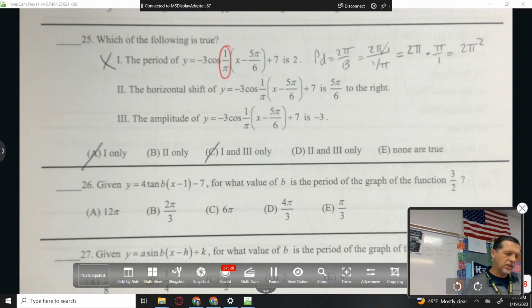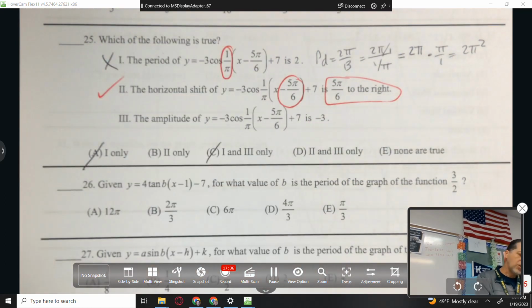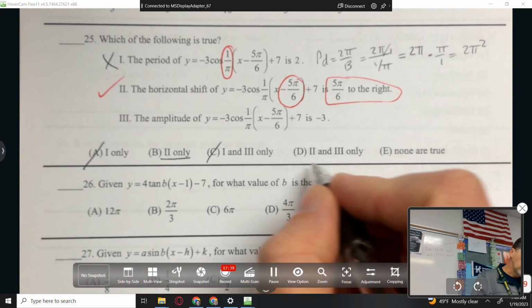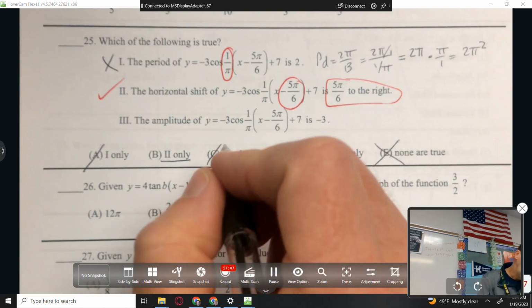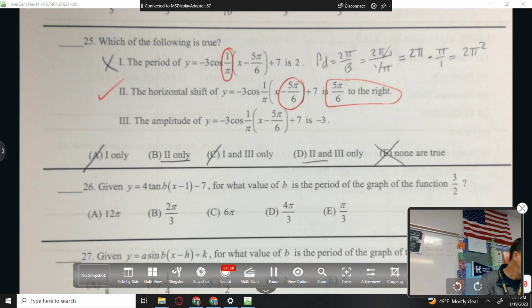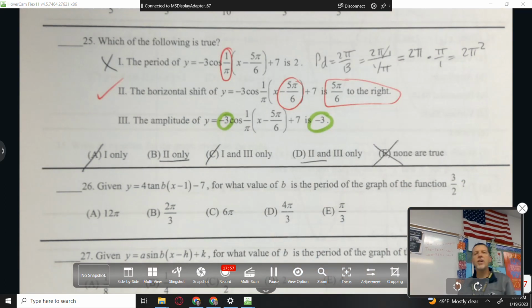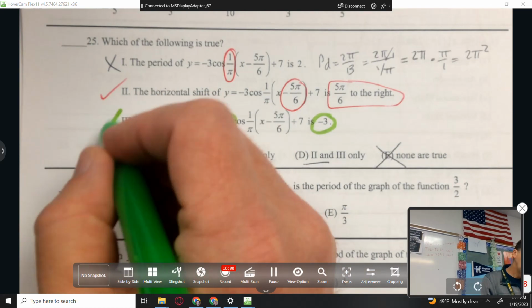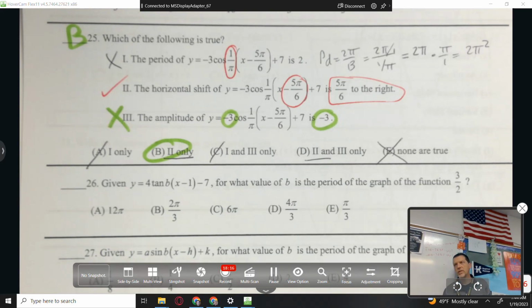Horizontal shift, this should be a little easier. That's the minus 5 pi over 6. So 5 pi over 6 to the right. That is true. So we need 2 to be true. And so it comes down to whether 3 is true. The amplitude of this graph is -3. Oh, this was the main reason I wanted to pick this problem. Is that true or false? False. Good. False. You get kind of tricked into thinking, oh, that number out front's the amplitude. Like not exactly. Amplitude is never negative. So that one's false. So only number 2 is true. So be careful with amplitude. Amplitude's always positive.